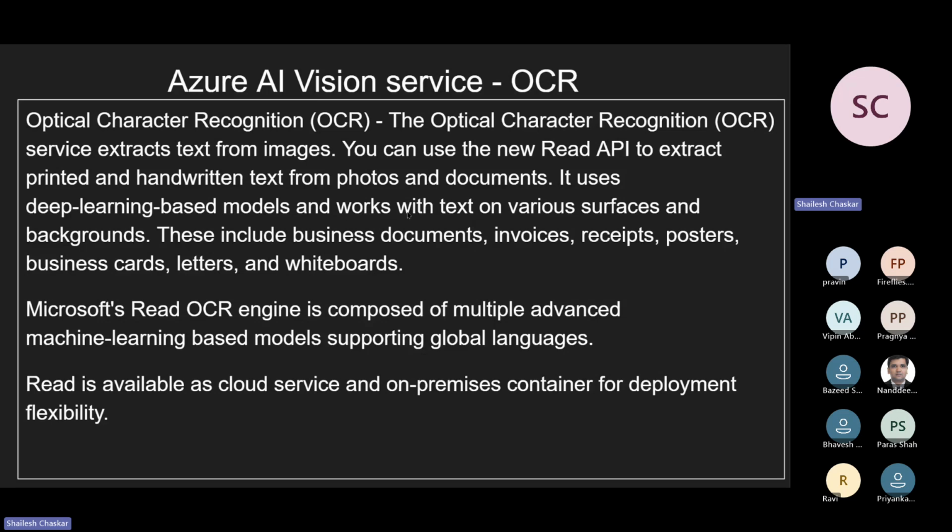Okay, and these models work with text on various surfaces and backgrounds. Foreground, background, if you have to change the color, if you have to change the background where the image has been first created, or refine the background, make it more visually appealing where it looks more digital or HD quality. All those things can be very easily done. This includes business documents. Okay, the kind of documents or the stuff that you can scan: business documents, invoices, receipts, posters, business cards, letters, and whiteboards.